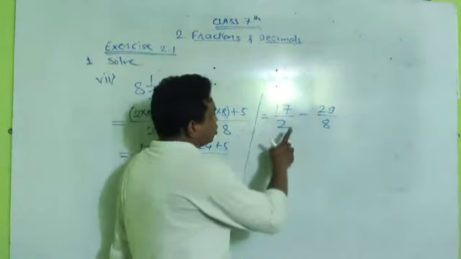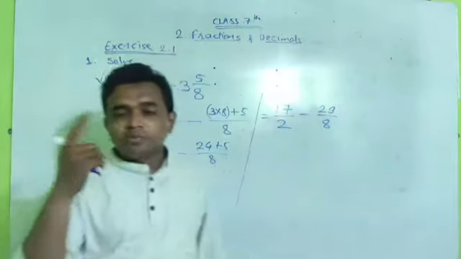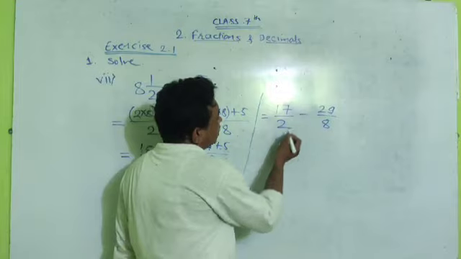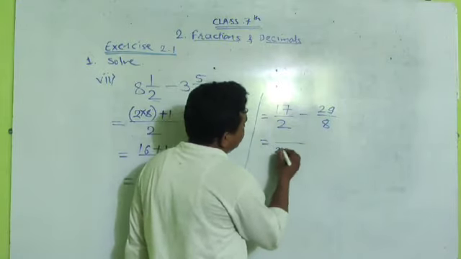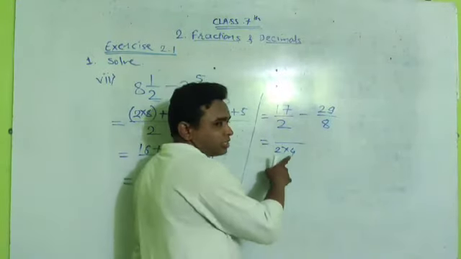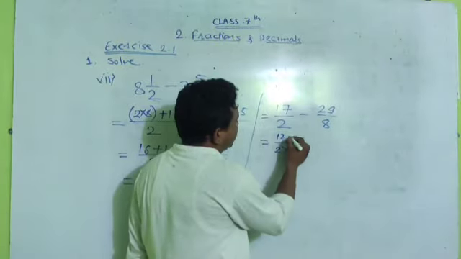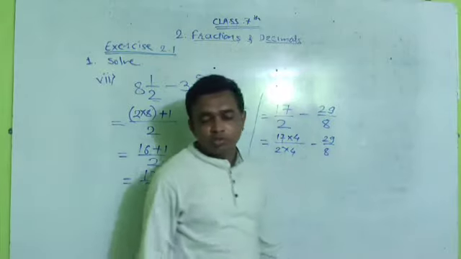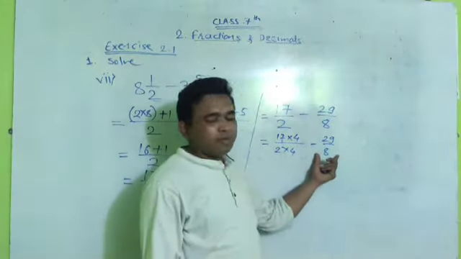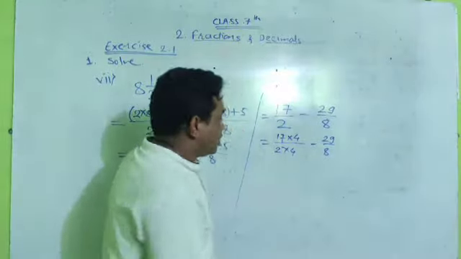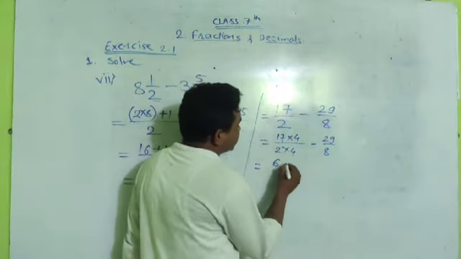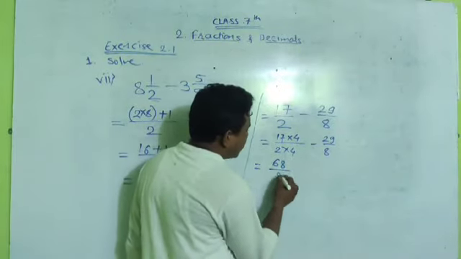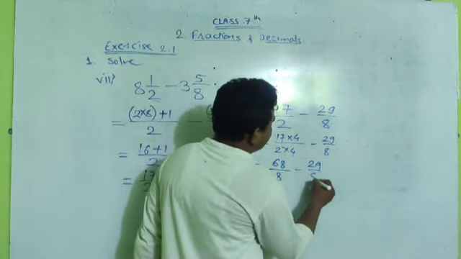So now here 2 and 8. 2 is a factor of 8, but 8 is the greater number. So to make the 2 into 8, we have to multiply this 2 by 4. So 4 is a constant multiplier, and similarly it is multiplied to the numerator. So 17 into 4 and minus 29 upon 8. There is no need to change the other denominator, because we want the denominator as 8. After that, 17 4s are 68, I know the table. 17 4s are 68 upon 2 4s are 8, minus 29 upon 8.